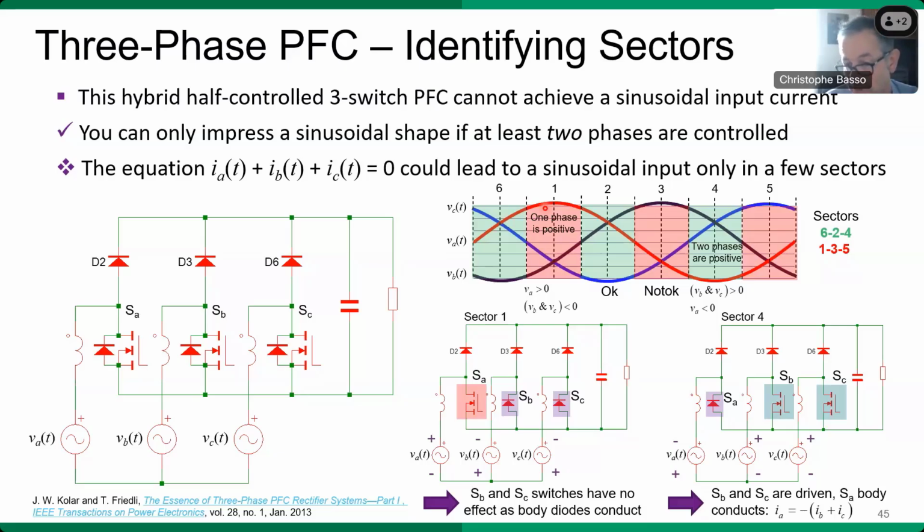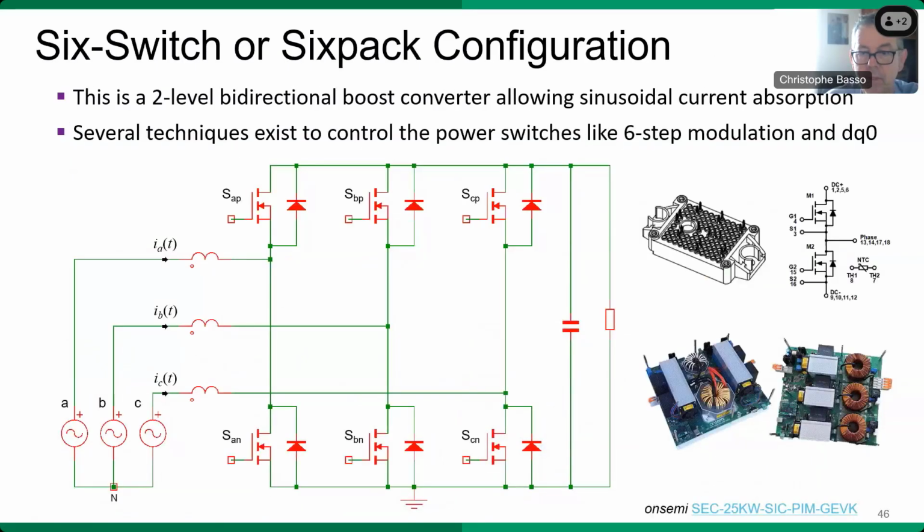And as shown in this example, this would only be possible in selected sectors, confining this structure to regulation purposes only. Now we change the diodes by control switches, and this six-switch configuration, which is known as 6-pack or B6 structure, is a popular architecture in high-power three-phase power factor correction modules.